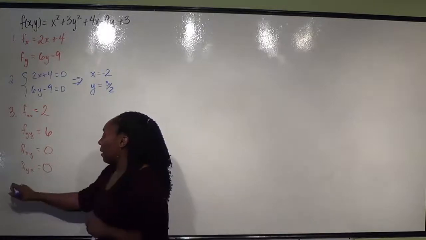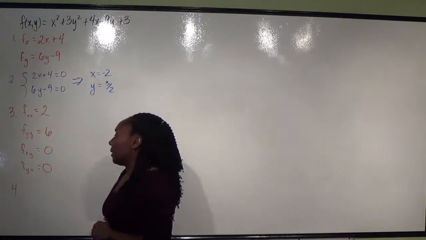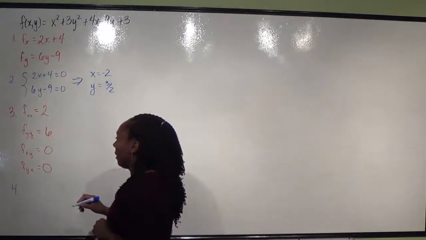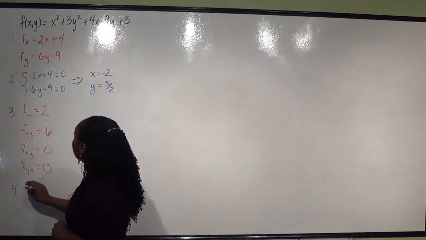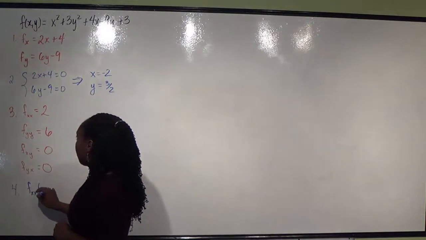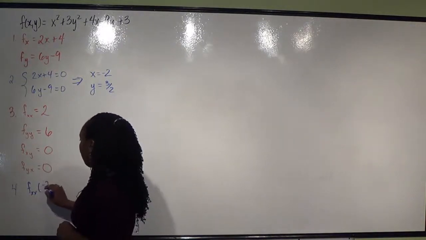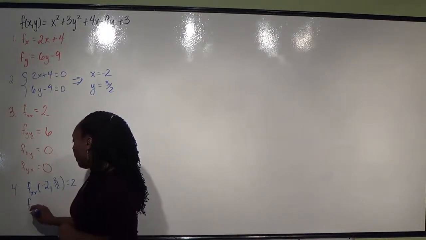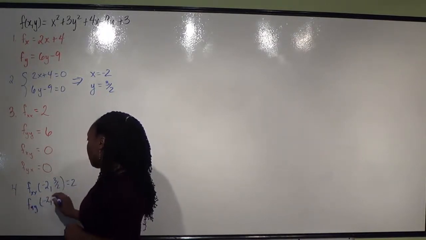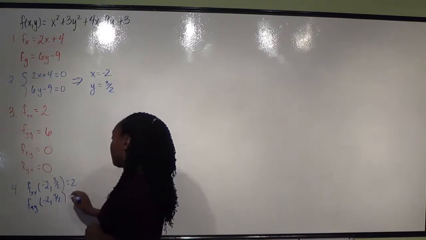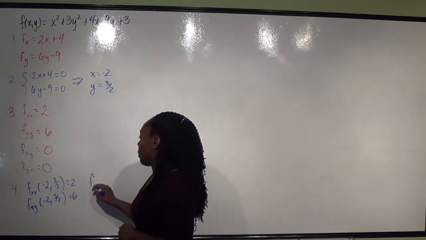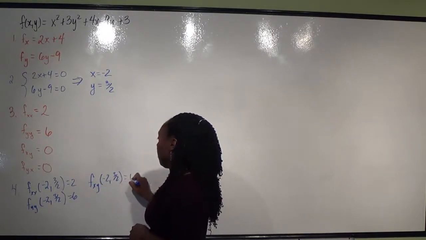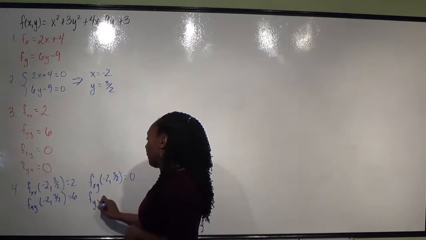Fourth step is that I'm going to evaluate my second order partials at my critical value. Okay. And so here we can see fxx at (-2, 3/2) is going to be 2. fyy at (-2, 3/2) is going to be 6. My mixed order partials are both going to be 0.